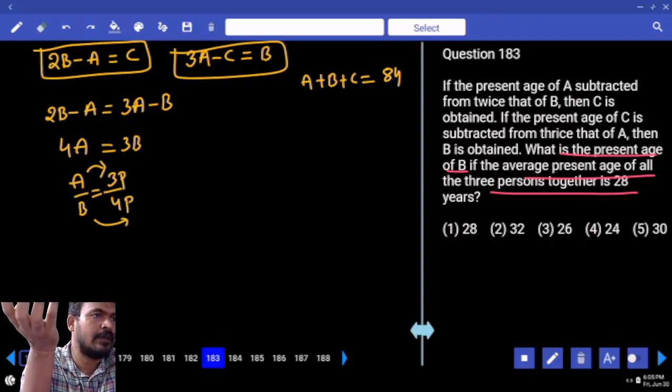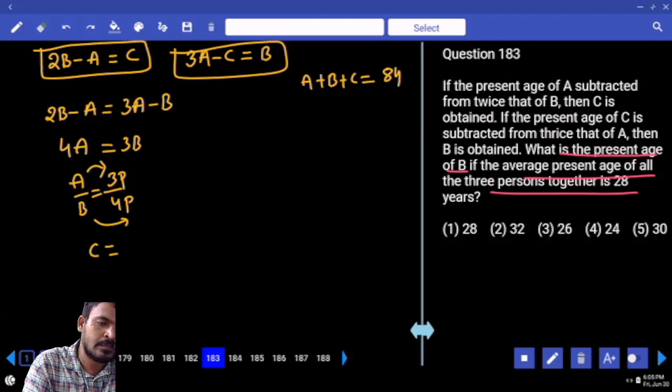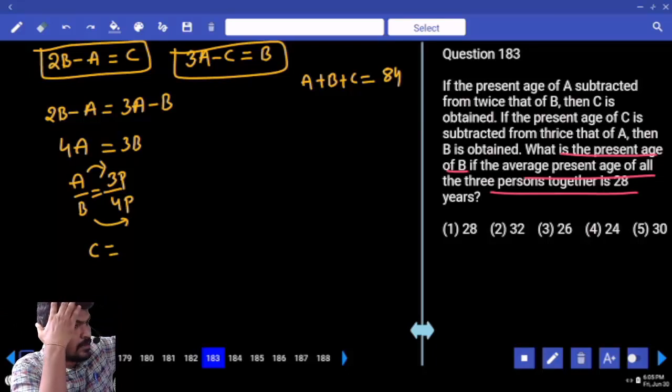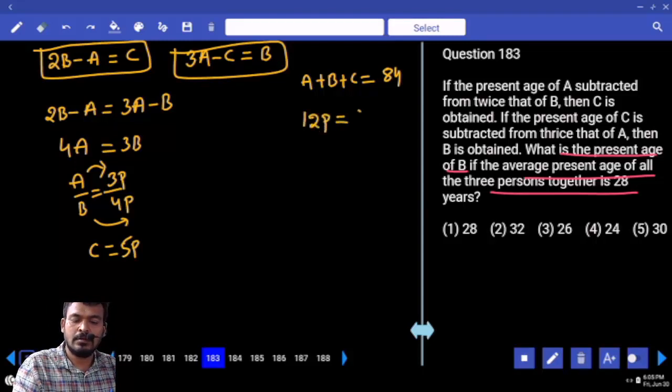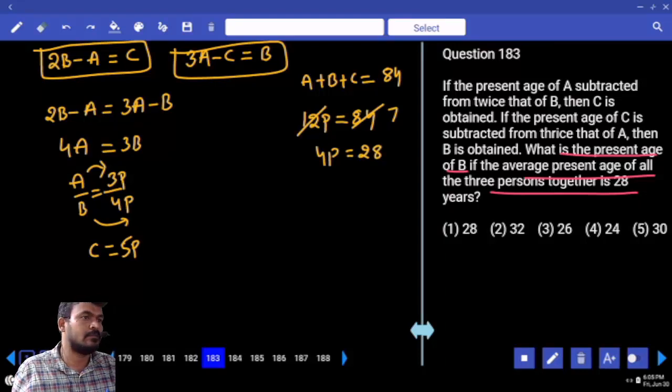Obviously we get the C value. What is the C value? 2B means 8 parts, A means 3 parts. 8 minus 3 is 5. So C is 5 parts. What is the sum of ABC? 12 parts. What is the 12 parts value? 84. What is the 1 part value? 7. What is required? 4 parts. What is the answer? 28.